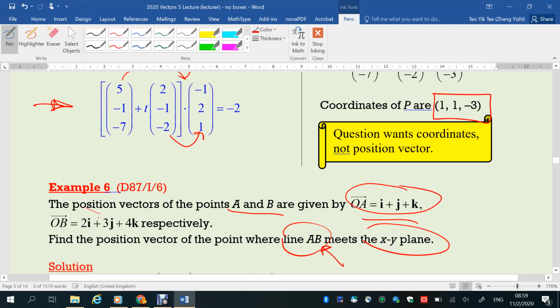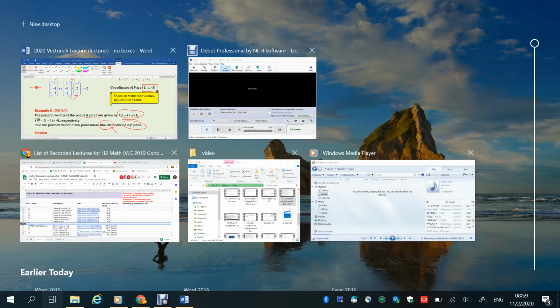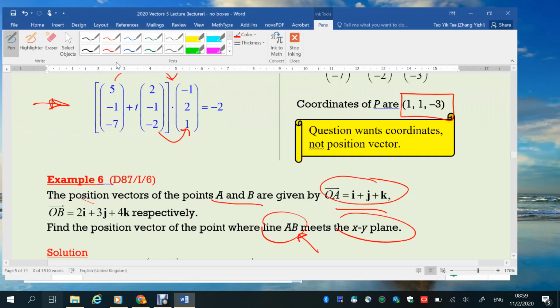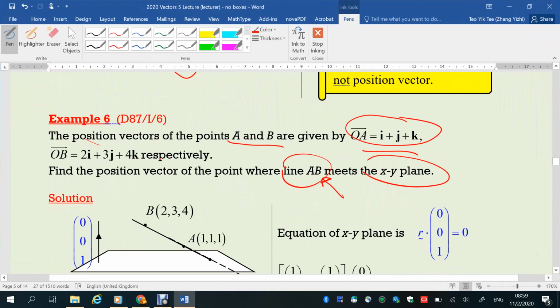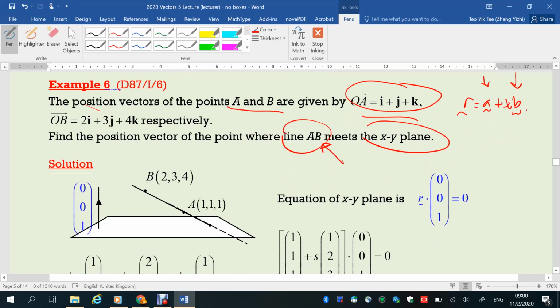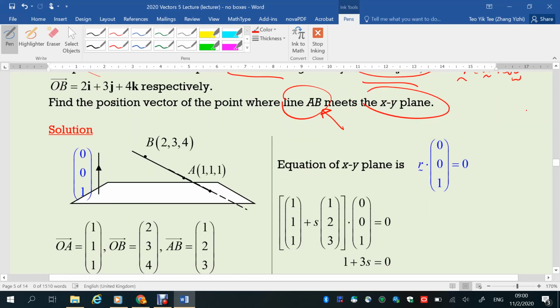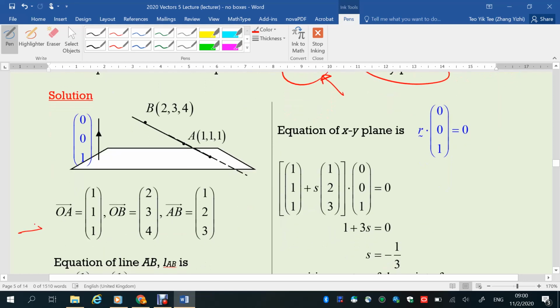So what you need to do, remember, to write down the equation of a line, I need one point. r equals a plus lambda b. I need one point, I need one direction. Direction must be AB. The point can be OA or OB. So write down everything in column vector form first. Then find for me AB.